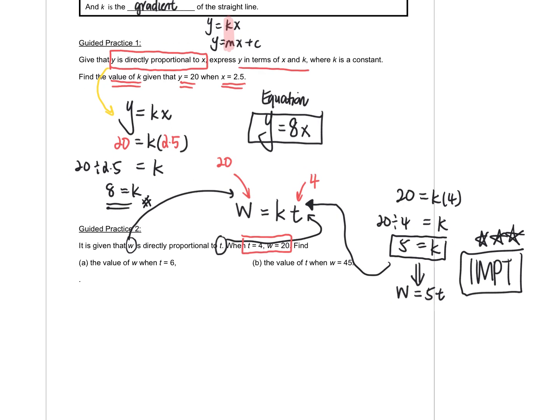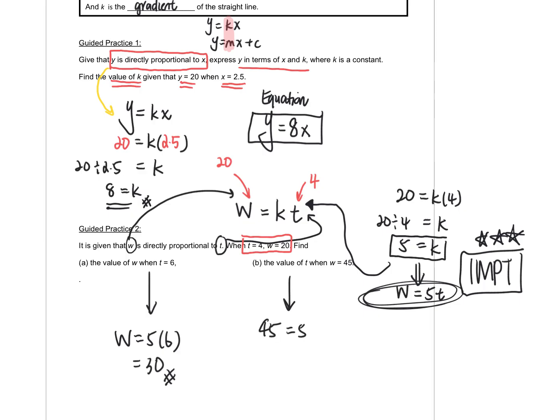Okay? So once you know the relationship is W equals to 5T, use that for this example. So when T is 6, then W is 30. Done. Okay? Same thing here. When W is 45, T will be 45 divided by 5. That's it. So with the equation, no matter what values of W or T I give you, you can find the other one. Okay, so the important thing is to find the equation. With the equation, you will be invincible. Okay?